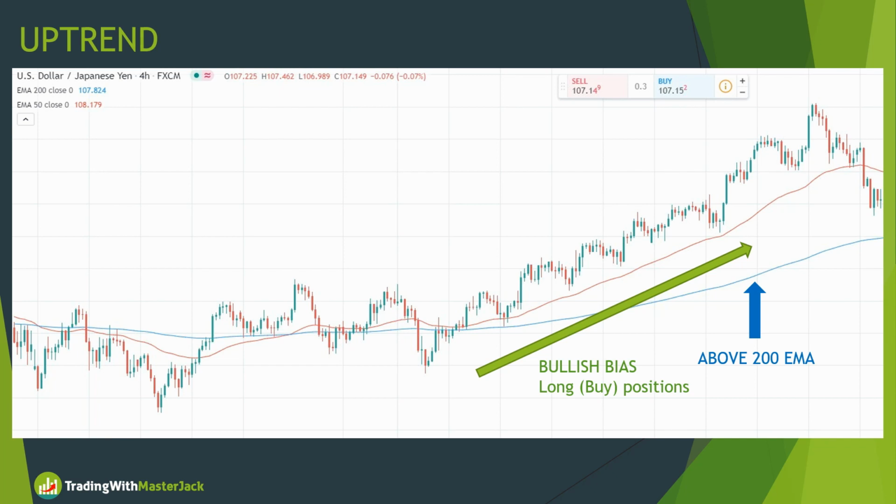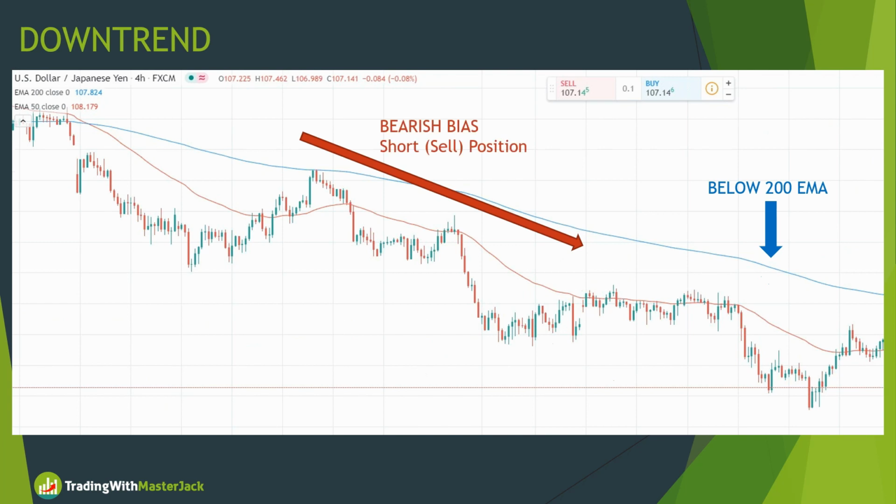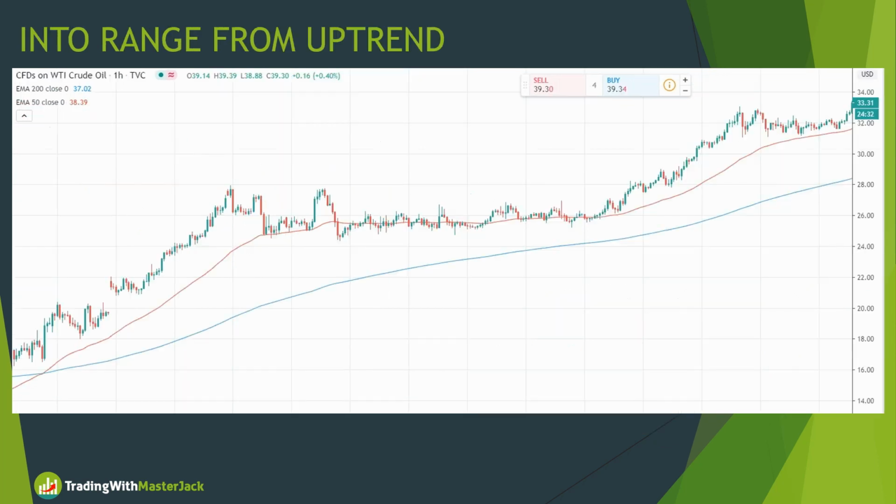You'll notice that I use the exponential moving average. I've got the 200 and the red one is the 50 moving average. Depending on your trading style, you might want to use a weighted moving average or even the smooth moving average. It's really up to you. In a downtrend, you'll see price movement moving downwards below the 200 moving average, and then you'll want to hold a bearish bias where you'll be looking to doing short or sell positions.